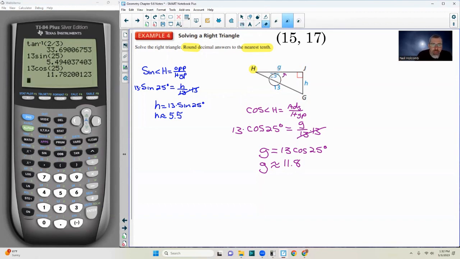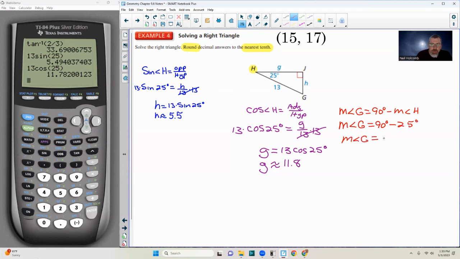All right, so let me just erase all this here. Then we want to find the measure of angle G. The measure of angle G equals 90 degrees minus the measure of angle H. Substitute the givens: the measure of angle G equals 90 degrees minus 25 degrees, so the measure of angle G equals 65 degrees. So H is 5.5, G is 11.8, and angle G is 65 degrees. We just solved the triangle.